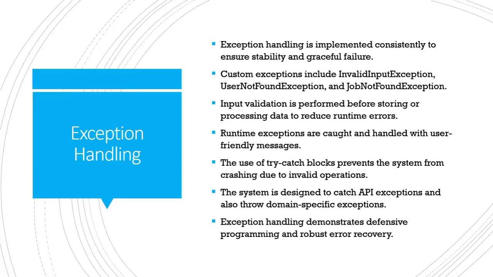And coming to exception handling, robust exception handling was implemented using both API-level and custom exceptions. Scenarios like invalid user input or missing job IDs trigger specific exceptions with meaningful messages. Classes like job not found exception and invalid input exception enhance error handling. This makes the system more reliable and helps guide users when errors occur.